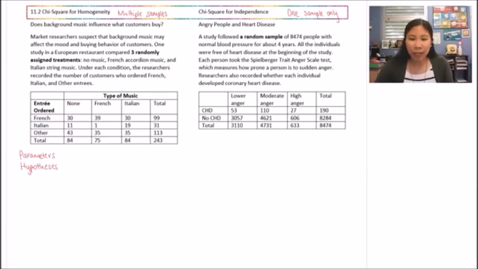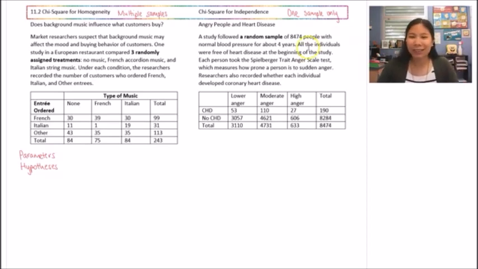The other type was the chi-square test for independence, where we're only dealing with one sample. In this example, we're talking about angry people and heart disease. A study followed a random sample of 8,474 people with normal blood pressure for about 4 years. All the individuals are free of heart disease at the beginning of the study. Each person took the Spielberger's trait anger scale test, which measures how prone a person is to sudden anger. Oh my gosh, that's hard to say. Researchers also recorded whether each individual developed coronary heart disease.